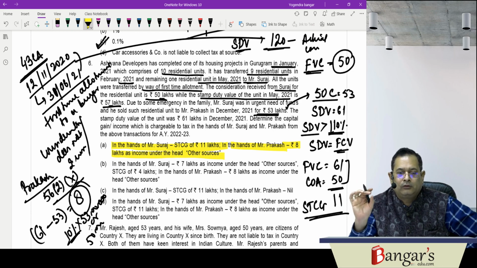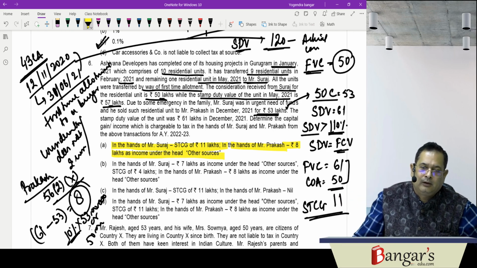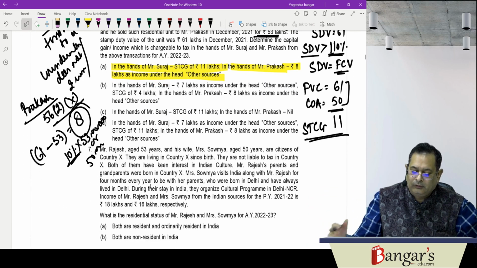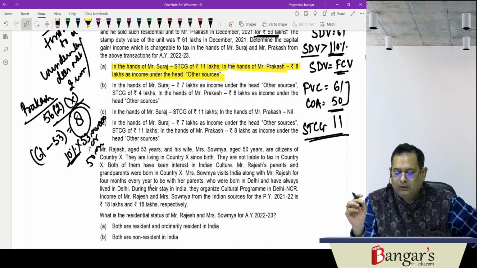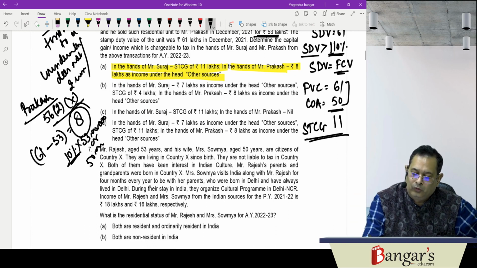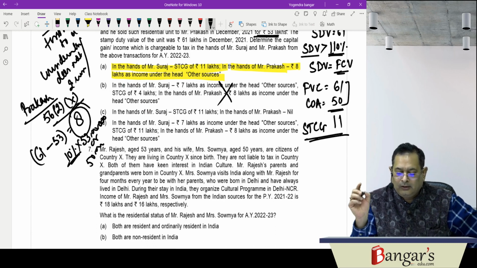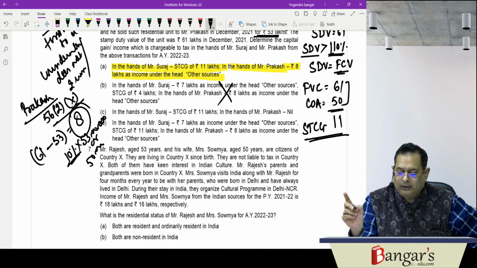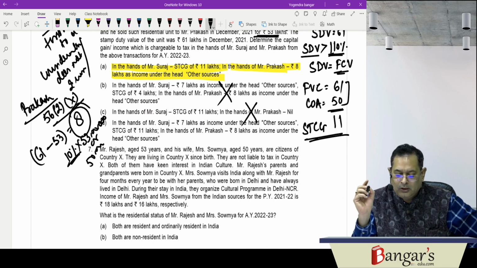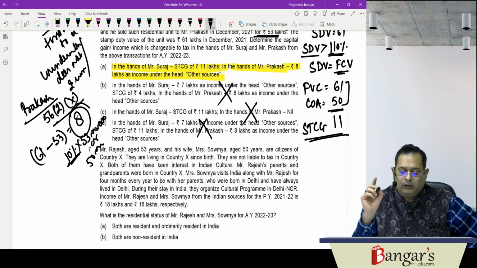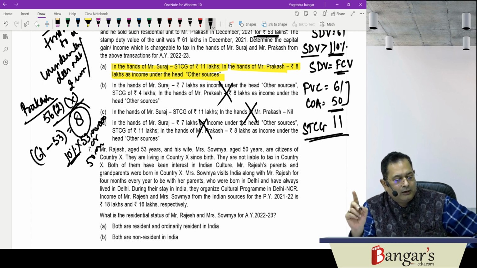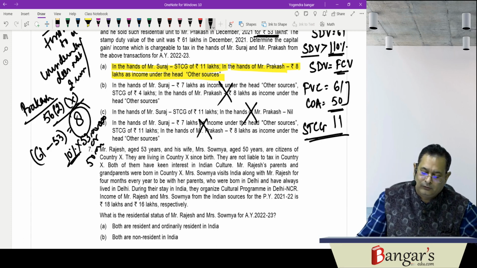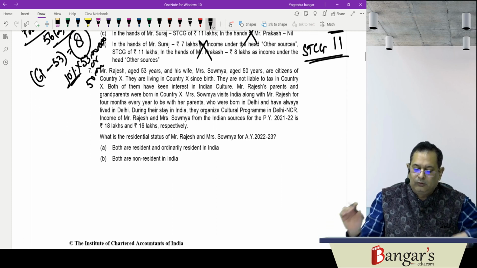So the answer is, in hands of Suraj, STCG will be of 11 lakhs, and in hands of Prakash, 8 lakhs will be the income under the head other sources. Next is Suraj 7 lakhs under other sources? No, Suraj is transferring capital asset. In hands of Suraj, STCG 11 lakh, in hands of Prakash nil, that is also wrong. In hands of Suraj 7 lakh as income under the head other sources? No. So in hands of Suraj it is capital gains, and in hands of Prakash it is income from other sources. Next question is what?